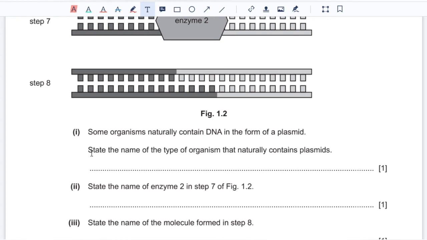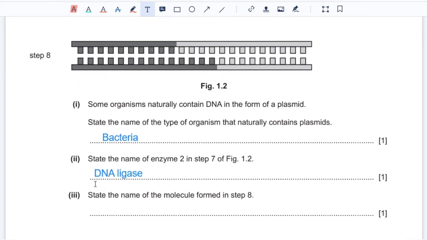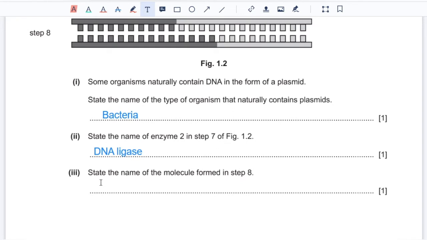1. Some organisms naturally contain DNA in the form of a plasmid. State the name of the type of organism that naturally contains plasmid. Those are bacteria. 2. State the name of the enzyme 2 in step 7 of figure 1.2. Again, that is DNA ligase, since it will add the DNA which has been cut out into the plasmid vector. 3. State the name of the molecule formed in step 8. So this is recombinant DNA, since it contains DNA from two different species.